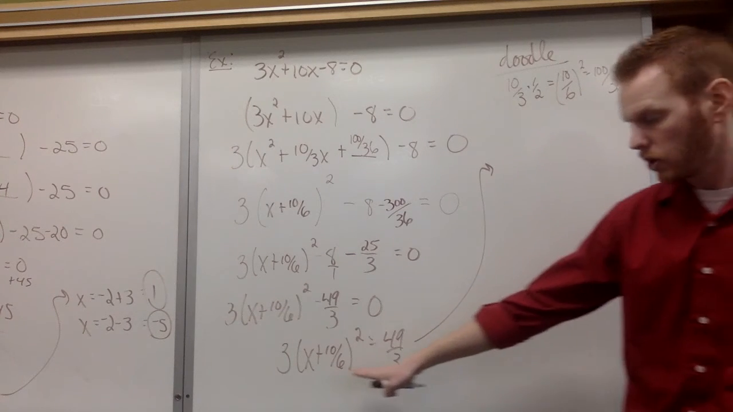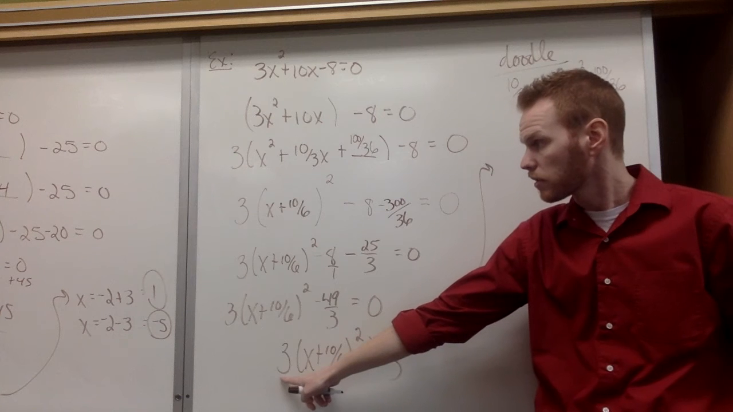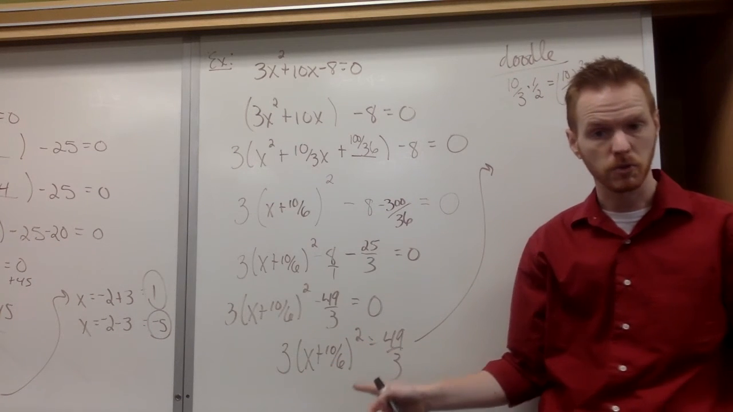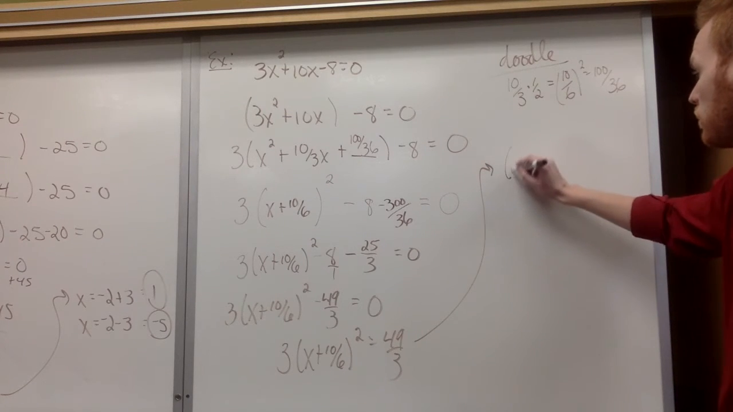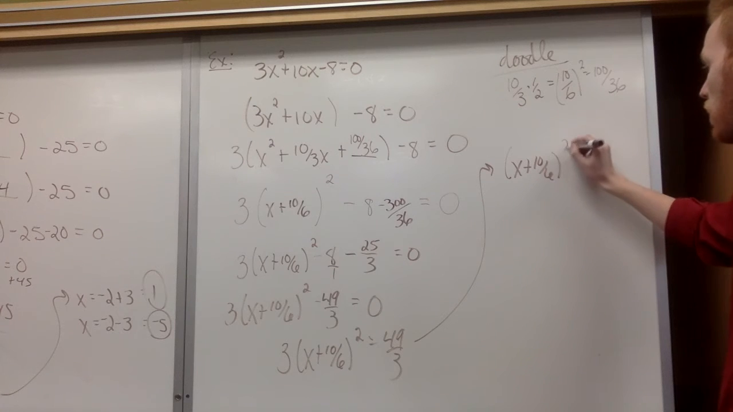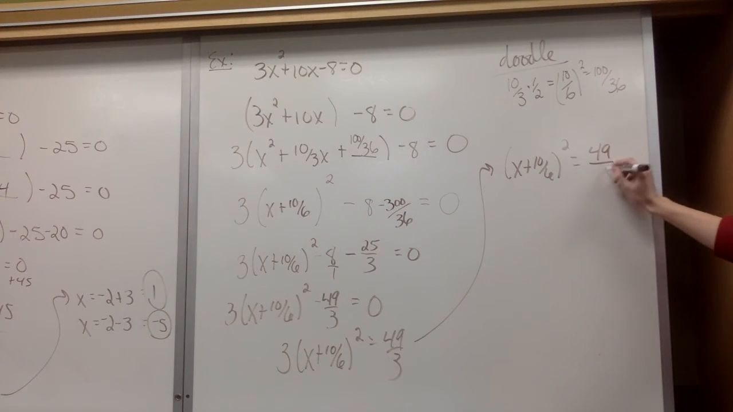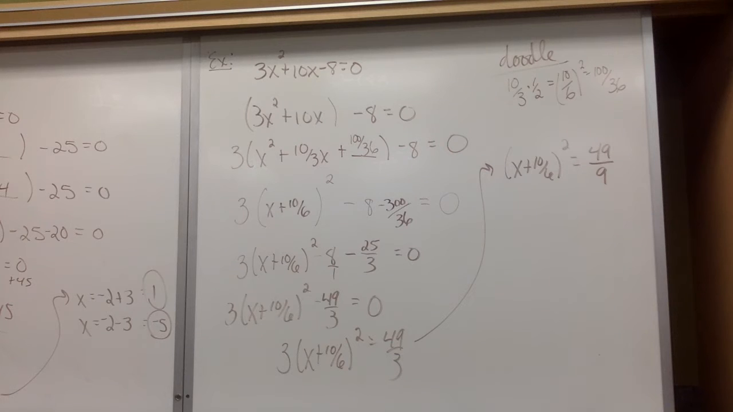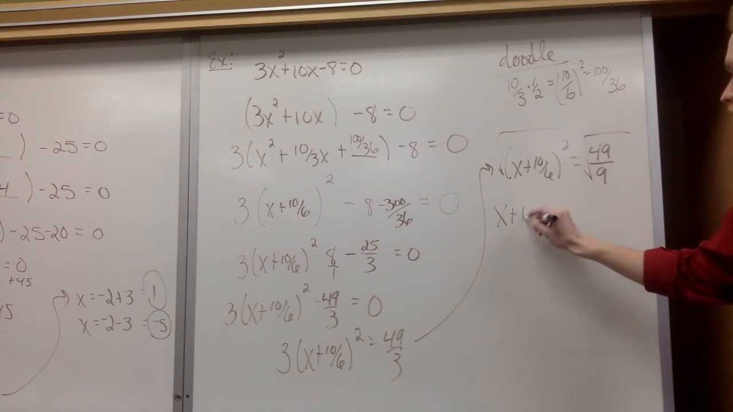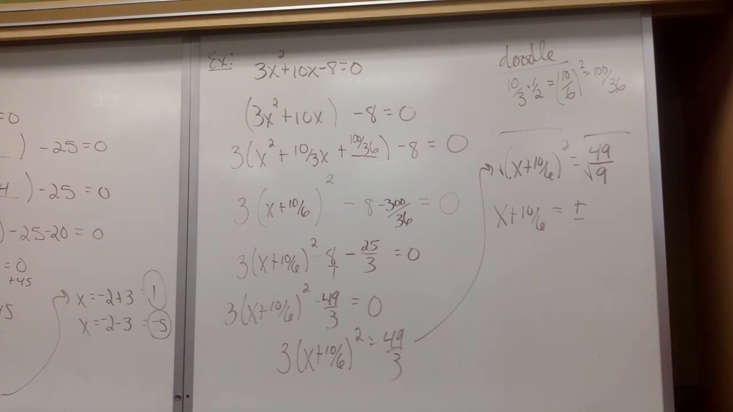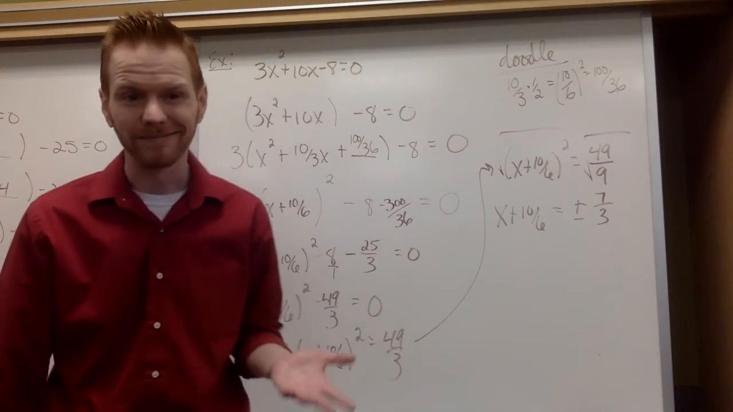To solve this, just like we did in the previous one, let's get rid of the 3. We're going to divide both sides by 3 since we're multiplying. If we're dividing by 3, it's like multiplying by a third. So it's going to be x plus 10 over 6 squared equals 49 over 9. To get rid of the exponent, square root both sides. X plus 10 over 6 equals positive negative. Now you're going to square root both of these, right? The square root of 49 is 7. The square root of 9 is 3. Came out to be nice numbers, huh?